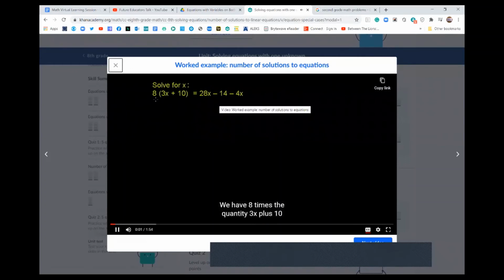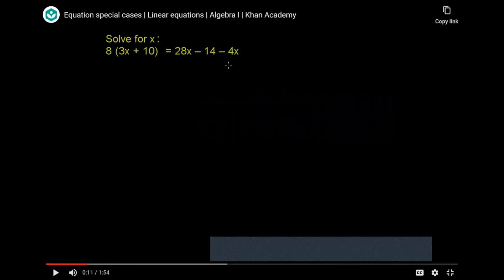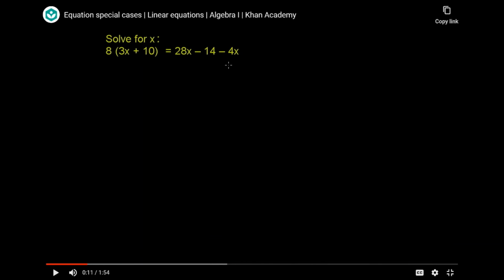Solve for x. We have 8 times the quantity 3x plus 10 is equal to 28x minus 14 minus 4x. So like every equation we've done so far, what are you going to do here? Well, first, if you go back to our last lesson, we need the distributive property. So you need to distribute 8 into 3x and 8 into 10, which is going to get me 8 times 3x is 24x. So 24x plus 80 equals 28x minus 14 minus 4x.